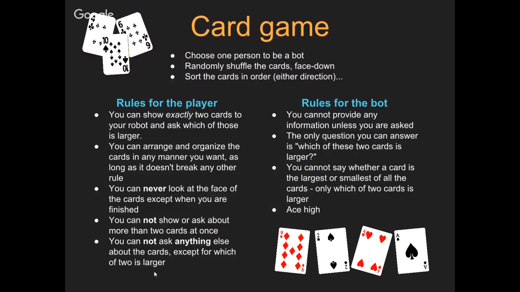So if you figured out a strategy and you're pretty happy with it, one thing you can add to the game is having the bot count how many times you have to ask that question, and that can give you a score that you can try to beat. So a lower score is better. You're more efficient.